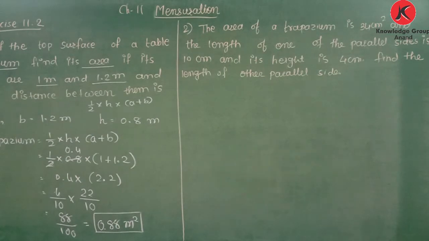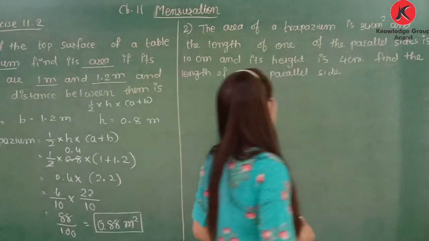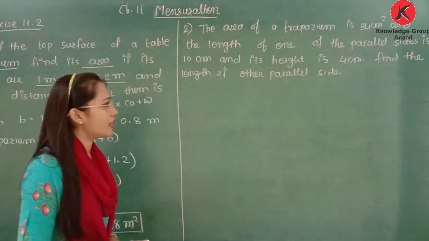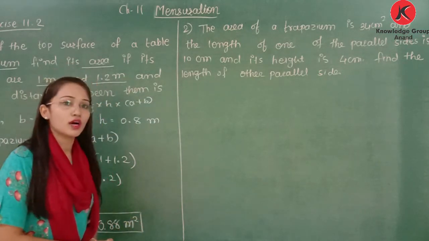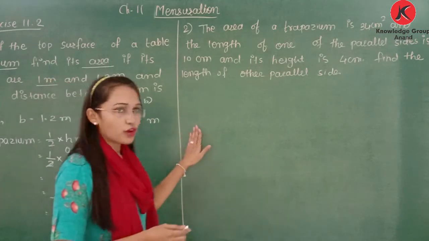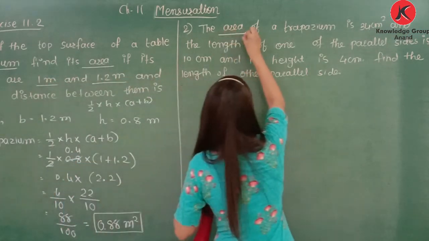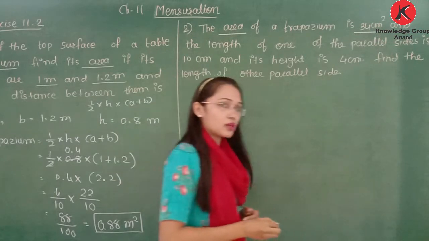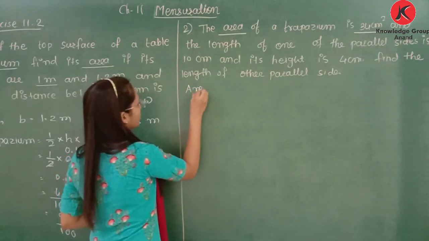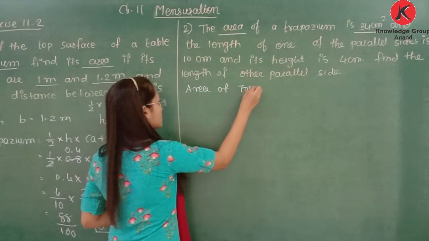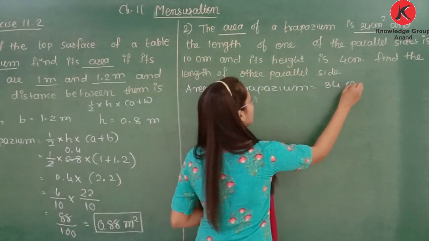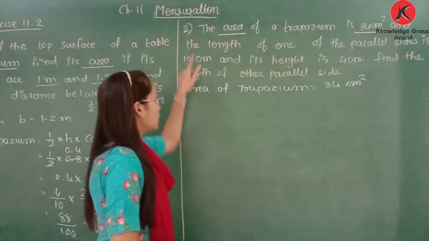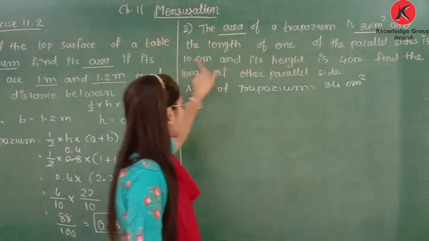The area of a trapezium is 34 cm square and the length of one of the parallel sides is 10 cm. Its height is 4 cm. Find the length of the other parallel side. So in the question, what information is given? Area of trapezium is 34 cm square. So we can write area of trapezium is given, that is what? 34 cm square. The length of one parallel side is 10 cm.